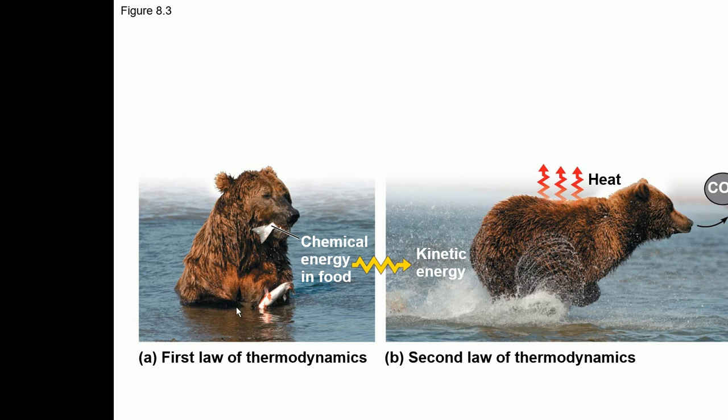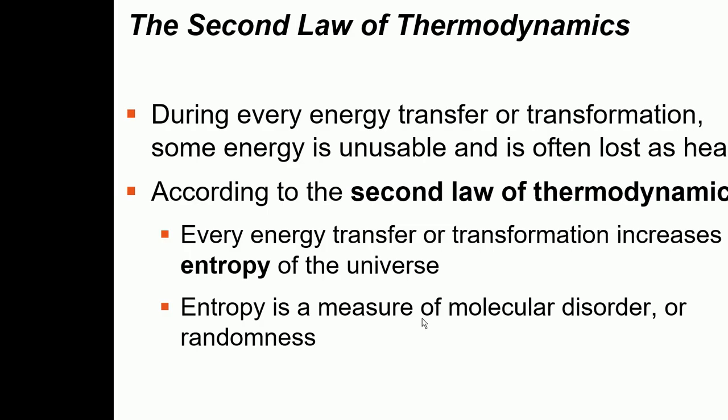This is the second law of thermodynamics. According to the second law of thermodynamics, whenever there is a transformation of energy, when there is a change in the form of energy, there is always an increase in the entropy of the universe. And what is entropy? Entropy is the measure of molecular disorder or randomness. According to the second law of thermodynamics, every energy transfer or transformation increases the entropy of the universe.